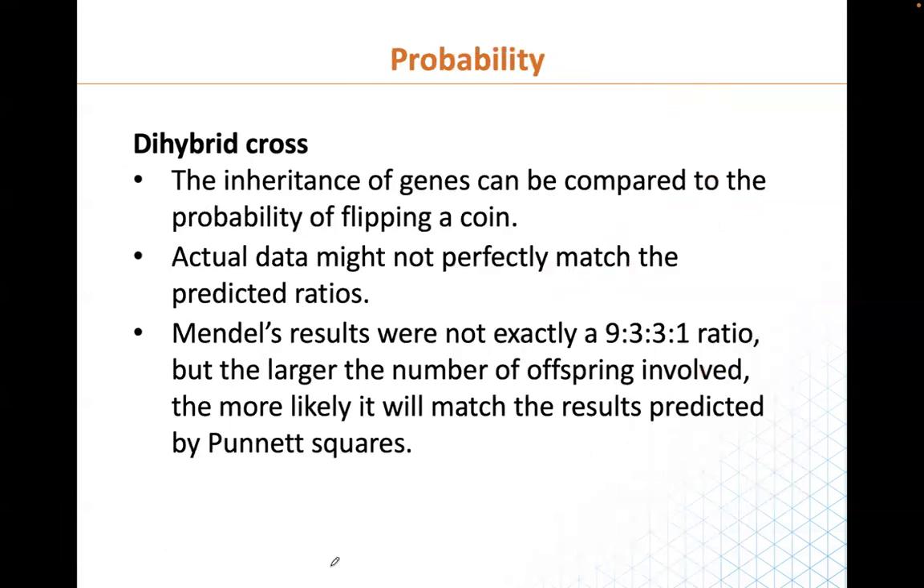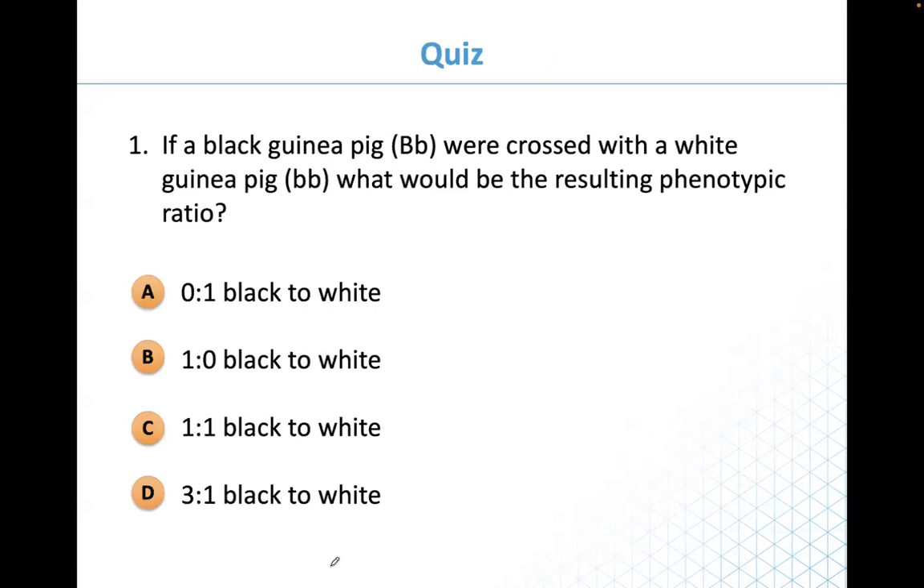So the hybrid cross in the inheritance of genes can be compared to the probability of flipping a coin. If you flip a coin, there is a probability of having something or not having something. The actual data might not perfectly match the predicted ratio, but with Mendel's result, there will be something close to it. The amount of data you use or the number of times you do the experiment will determine if you get a better result. So this is exactly what we have to cover.